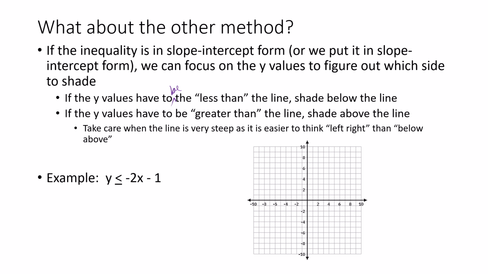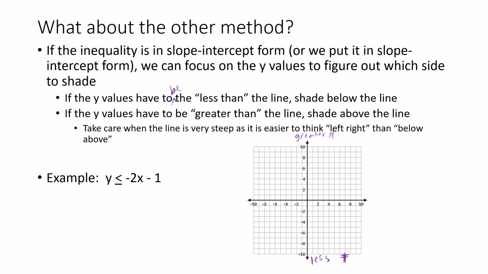If we look at my y-axis right here, these are my greater numbers going up, like 8, 9, 10, 11, 12, and my less numbers are heading in the other direction, going down. So -2, -4, those are your less numbers. So if the y values have to be less than the line, you shade below the line, because that is where you will find y values less than the line. If the y values have to be greater than the line, shade above the line.